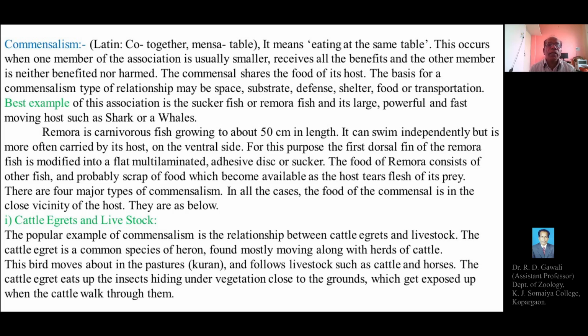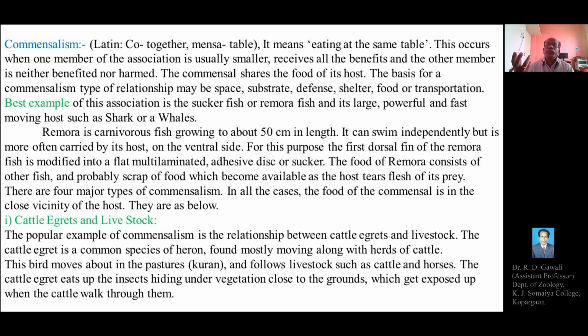Remora is a carnivorous fish, a smaller sucker fish, growing up to 50 centimeters in length. It can swim independently, but is more often carried by its host, the shark, on its ventral side.